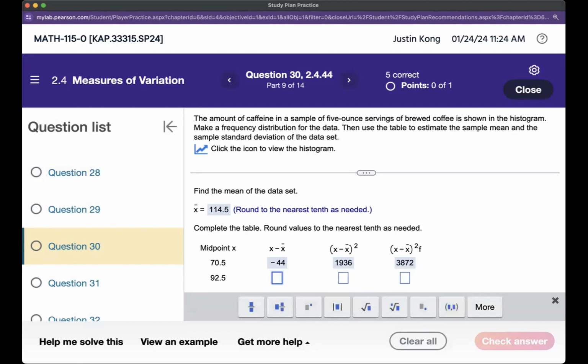So this would be 92.5 minus 114.5. And I got an idea. Okay, here's my idea. I'm going to do this in Desmos. Hold on, let me actually set this up for a moment.